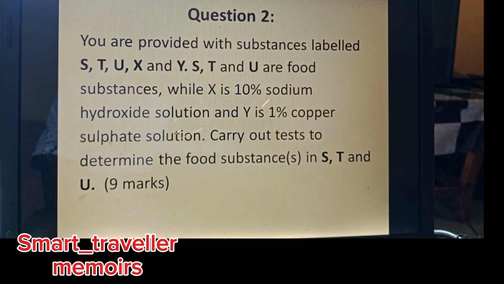So, question 2. You are provided with the substances labeled S, T, U, X, and Y. S, T and U are food substances, while X is 10% sodium hydroxide solution, and Y is 1% copper sulfate solution. Carry out tests to determine the food substances in S, T, and U, and you get 9 marks.